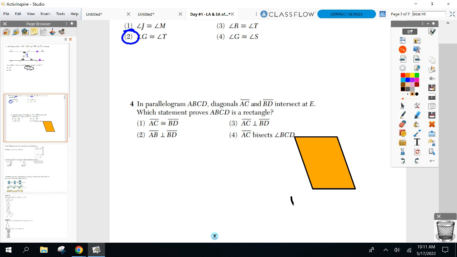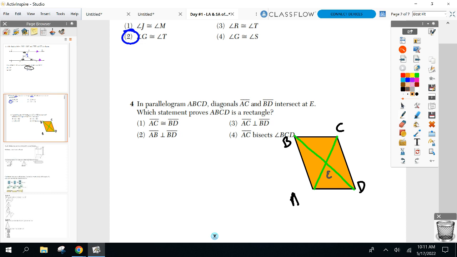Diagonals intersect. So A, B, C, D. The two diagonals intersect at E. Which one of these four choices would make it into a rectangle? So we've got to know our properties cold, with no questions.